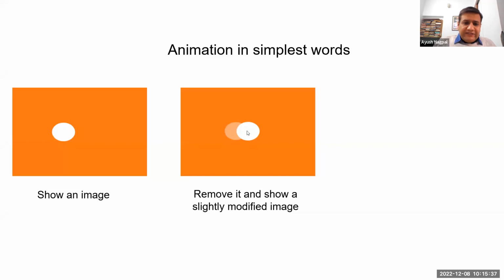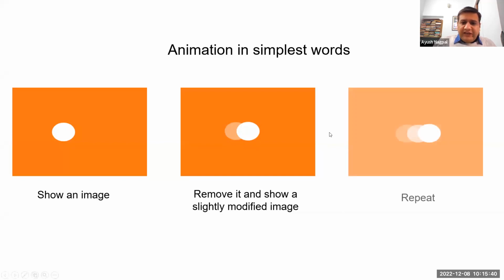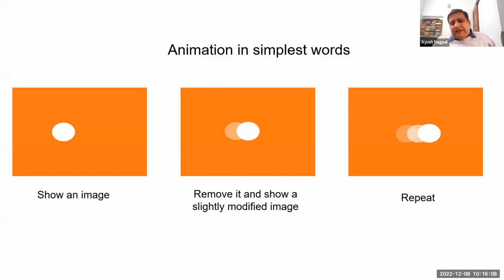If we keep repeating this principle, we have an animation. So animation is nothing more than repetition of this principle, using persistence of vision to change the images slightly and quickly, and making them feel, as somebody said, manipulating them to make them feel as if they are moving. This is animation in simplest words. Okay. Now, this principle, a very interesting thing I'm going to tell you, has been with us even before the advent of electronics.